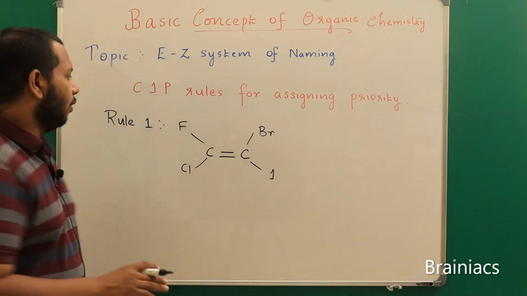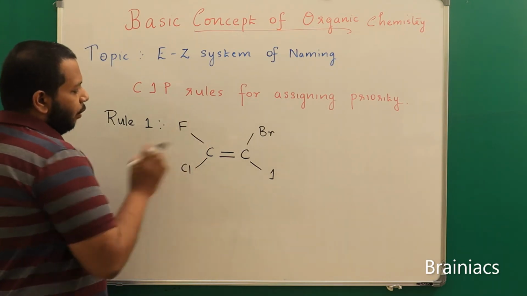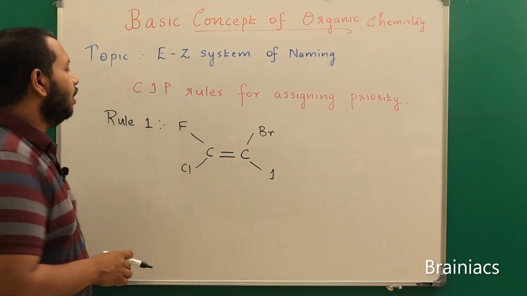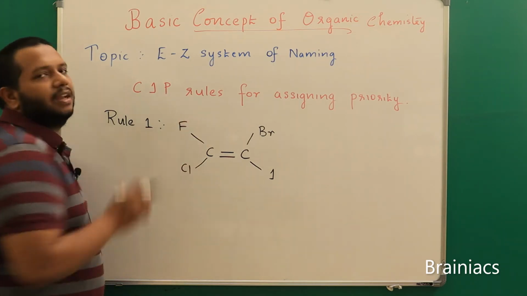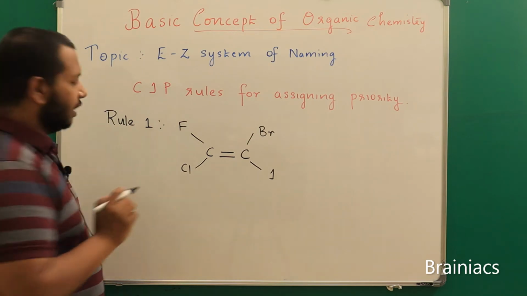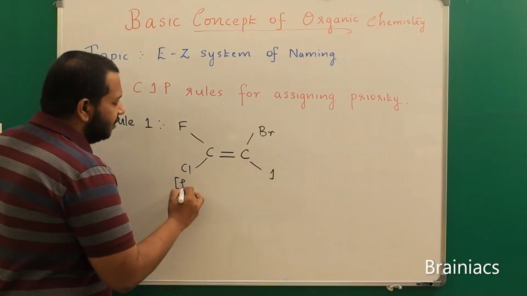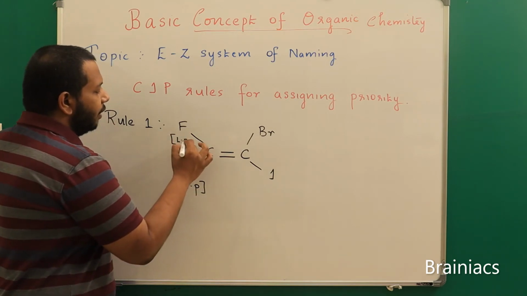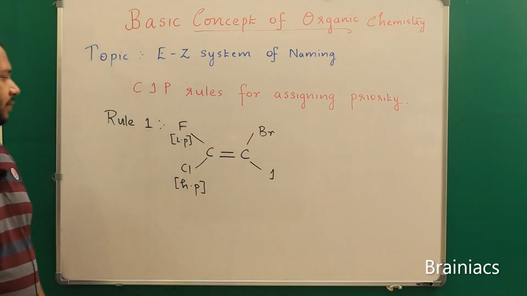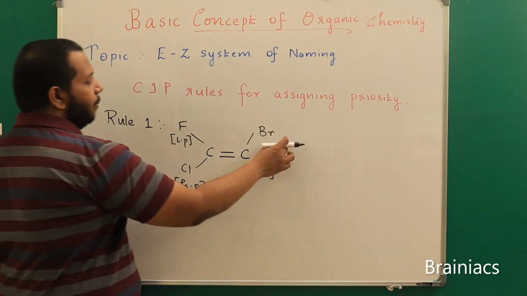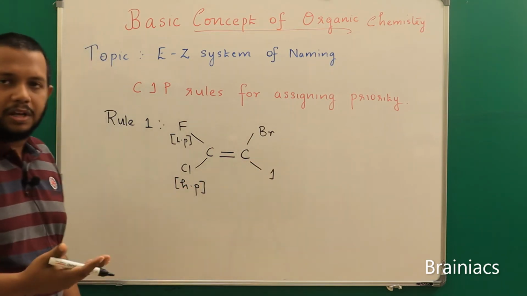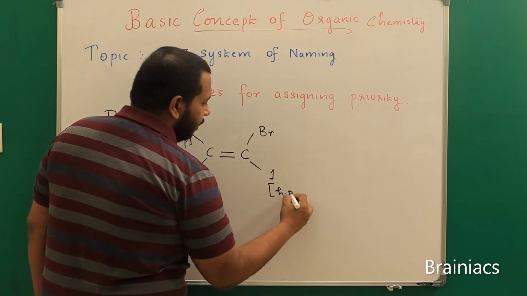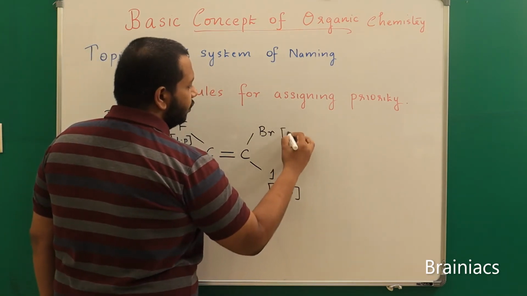I have connected 4 different atoms. Now let's see, on comparing fluorine and chlorine, tell me who has the highest atomic number. Chlorine has the highest atomic number. In that case, I say this is of high priority, and this will be low priority. Correct? Now, next I am comparing bromine and iodine. Who has the highest priority? Iodine, because it has the highest atomic number. So this is of high priority and this is of low priority.